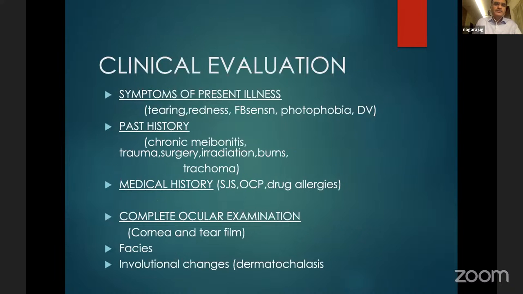Okay, so for clinical evaluation, you should ask for symptoms like tearing, redness, foreign body sensation, and photophobia because of involvement of the cornea, and even defective vision can be seen. Past history, you should ask for history of meibomitis, trauma, surgery, irradiation, burns, and trachoma. Medical history, especially if you're suspecting cicatricial changes, like Stevens-Johnson syndrome, OCPs, or any drug allergies.